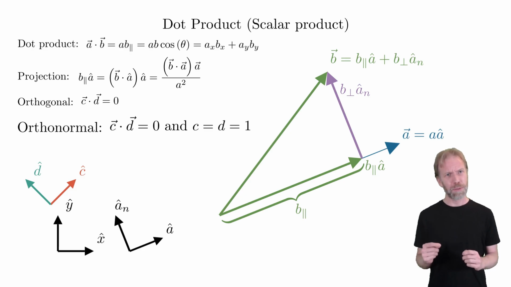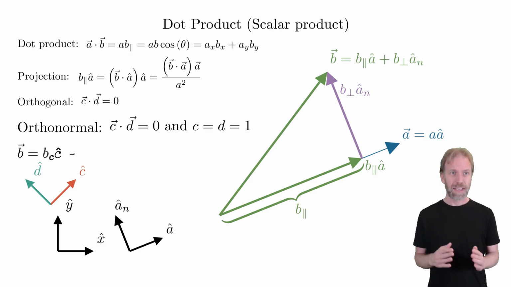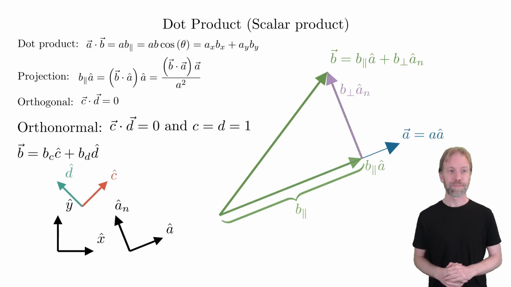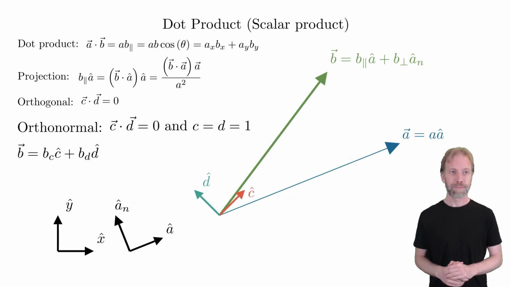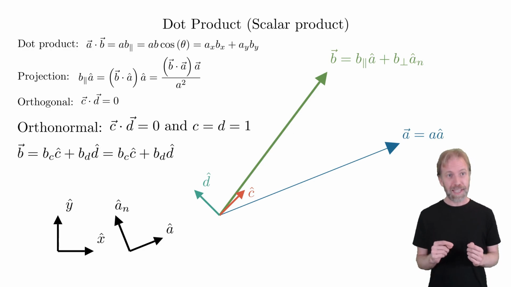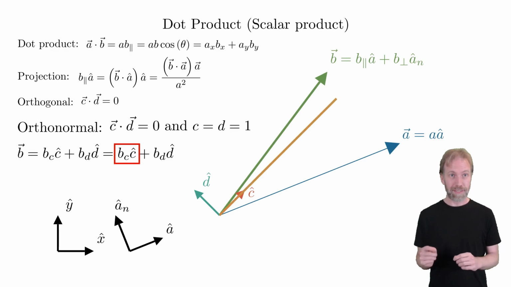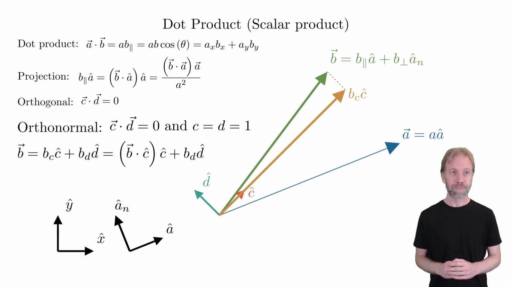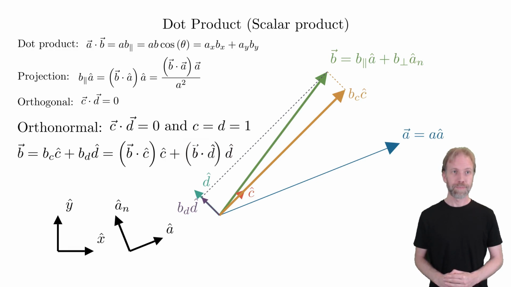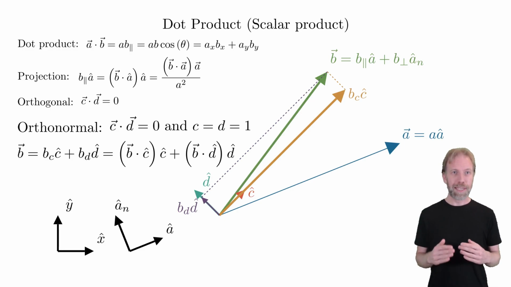As we made C and D orthonormal, we can use them as basis vectors to describe vector B. Vector B can therefore be written as B_C C hat plus B_D D hat. However, B_C can be written using the projection of the vector B on the C vector. And B_D can be written as the projection of B on the D vector. The vector B is therefore given by B dot C hat in the C hat direction and B dot D hat in the D hat direction.